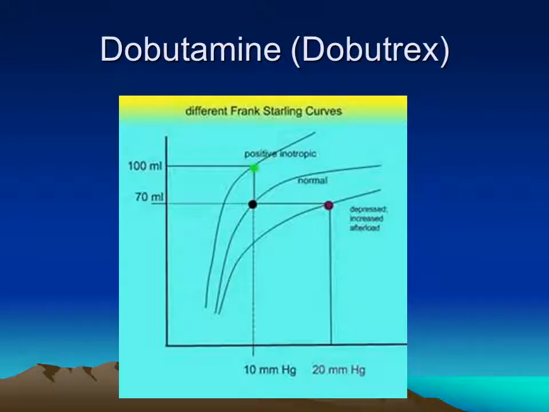Dobutamine is indicated for short-term treatment to increase cardiac output due to decreased contractility from organic heart disease or cardiac surgical procedures.